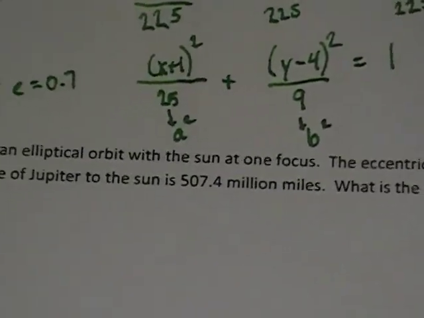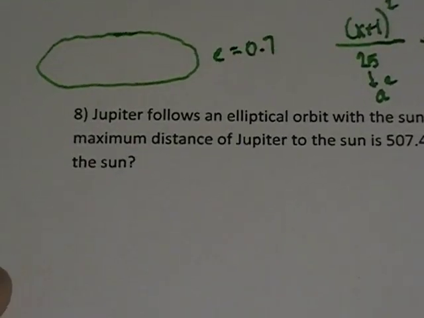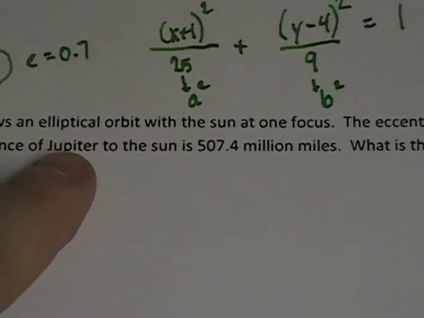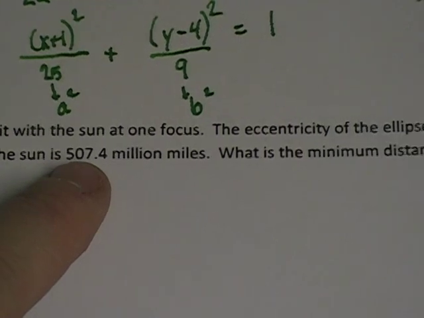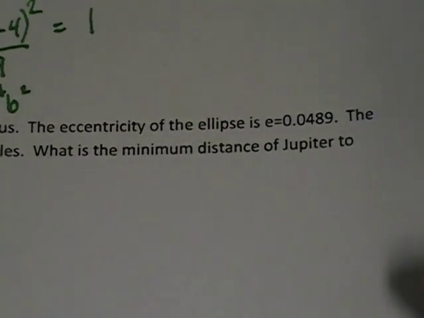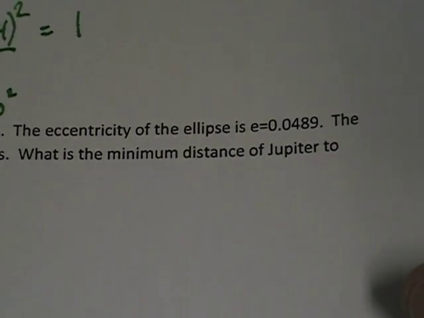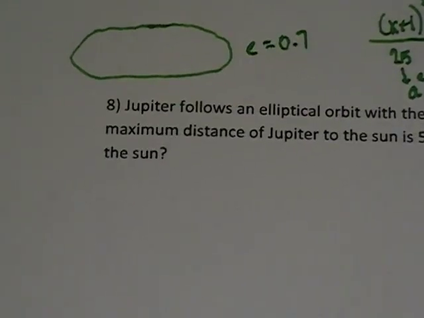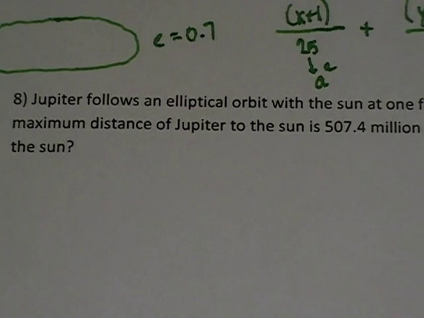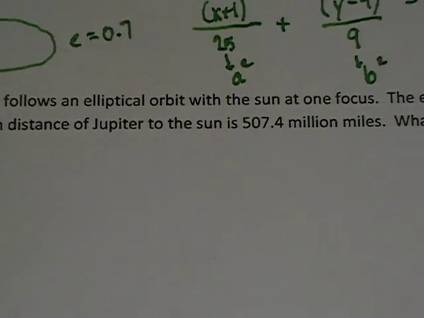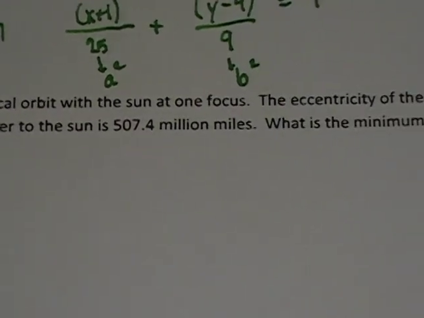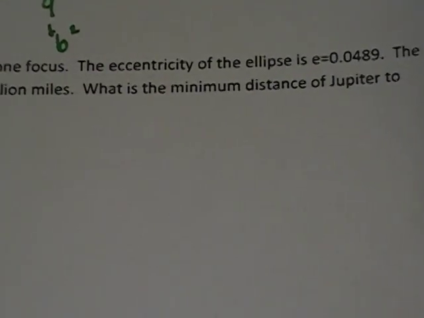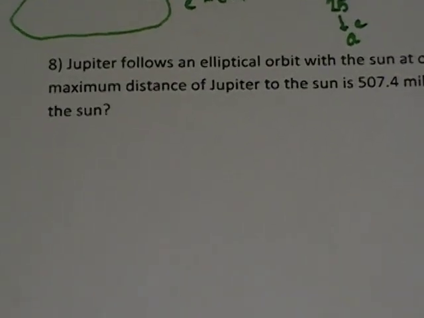And we're going to do one more, an application here. So let's do the application. Jupiter follows an elliptical orbit with the Sun at one focus. The eccentricity of the ellipse is E equals 0.0489. The maximum distance of Jupiter to the Sun is 507.4 million miles. What is the minimum distance of Jupiter to the Sun?